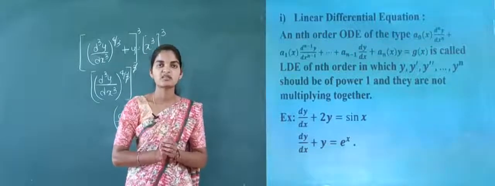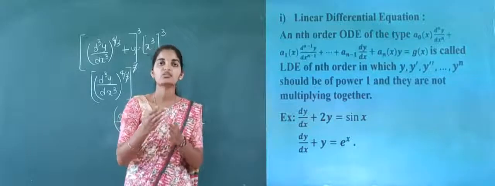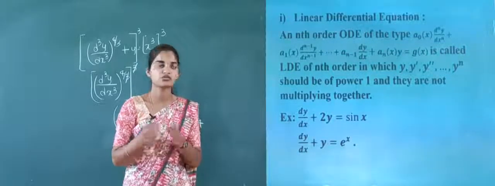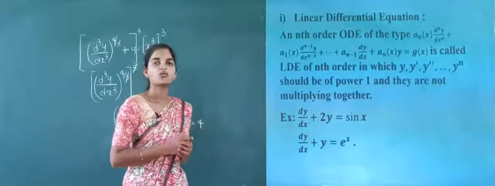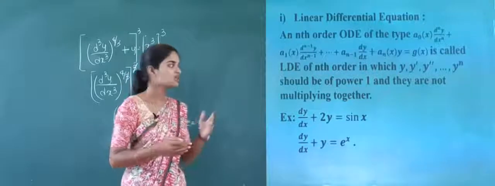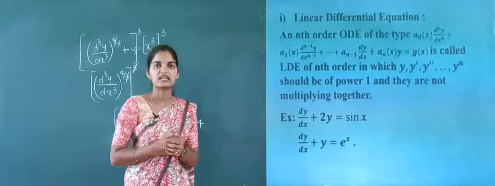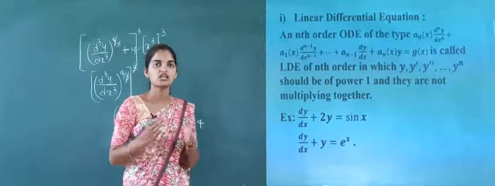We consider a differential equation, in that y into dy by dx should not be there, y into d square y by dx square should not be there. That is what I have told. y, y dash, y double dash, so on up to y raised to n should not be multiplying together, and also their powers must be 1. Then that time that equation we can take as a linear differential equation.